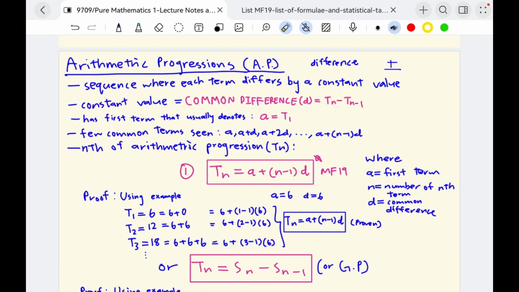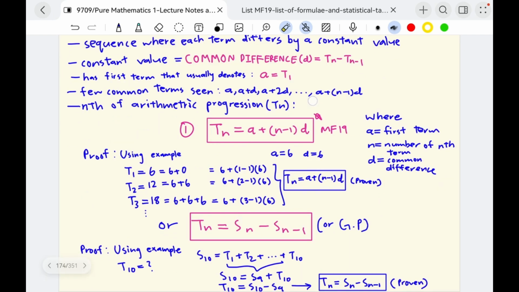Also, the arithmetic progression has a first term that is usually denoted as a, or you can call it T1. So the few common terms seen in an arithmetic progression are a plus d, a plus 2d, recurrently, until you get the last term, a plus (n minus 1)d. So for the nth term of the arithmetic progression, Tn equals a plus (n minus 1)d.